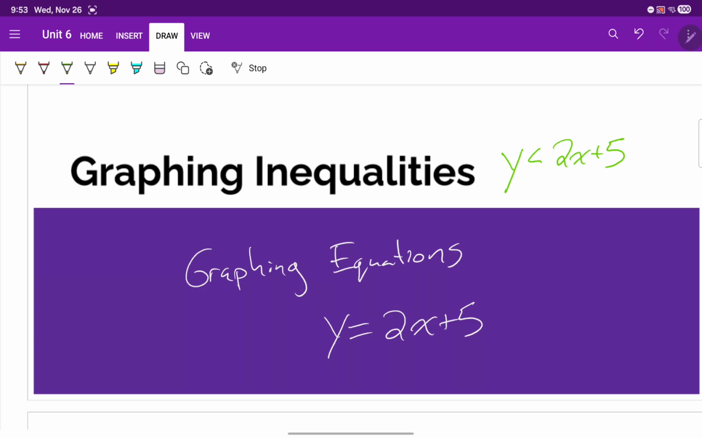Notice that in appearance, these two things appear to be very similar. Obviously, our key difference is that in one we have an equal sign, and in the other we have an inequality symbol. The graphing process is going to be very similar. There are going to be two key differences that we're going to have to talk about. Okay, so let's get started.